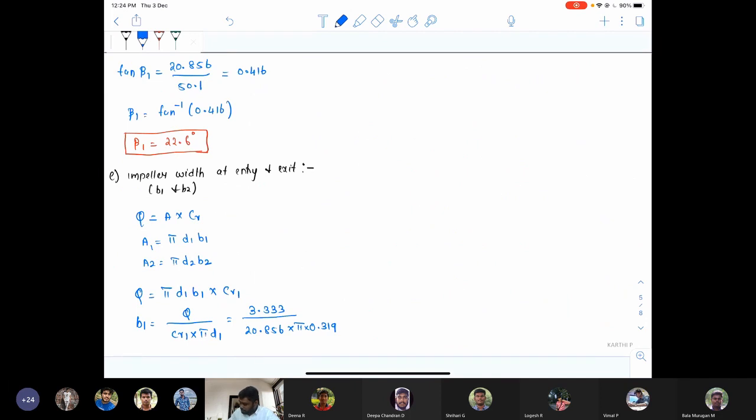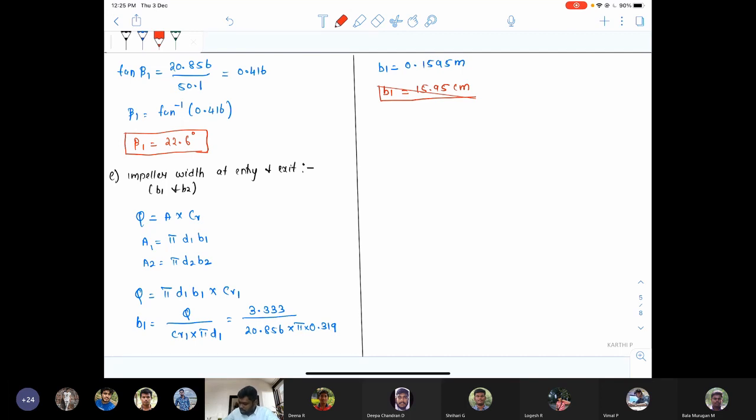Therefore, the value of B1 on calculation will be equal to 0.1595 meter, and if you convert it into centimeter, the value of B1 will be equal to 15.95 centimeter. Okay, we have found out the inner width of the impeller.